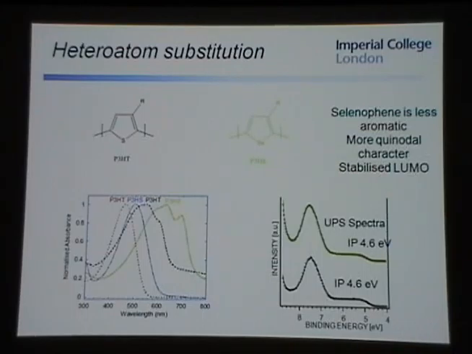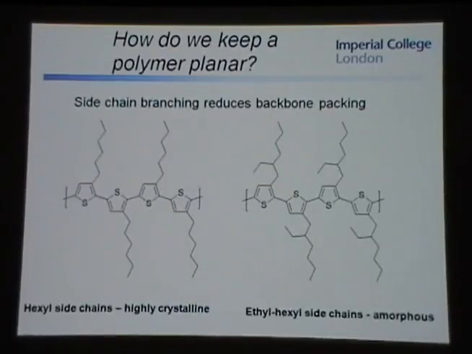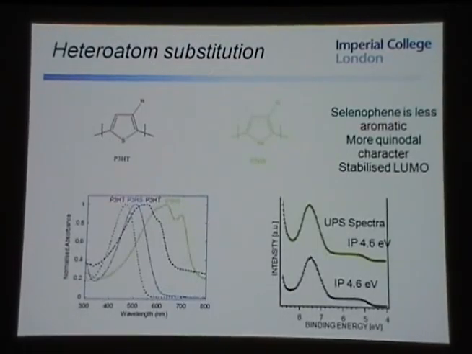We can also play around with the ability of the polymer to planarize by changing the heteroatom. So we go again, I don't know, can you see this, from sulfur to selenium. I mentioned this before, the selenophene is basically less aromatic than thiophene. That means it has more quinoidal character, so it's easier to make. So the LUMO is lower in energy. You can see that from the optical band gap.